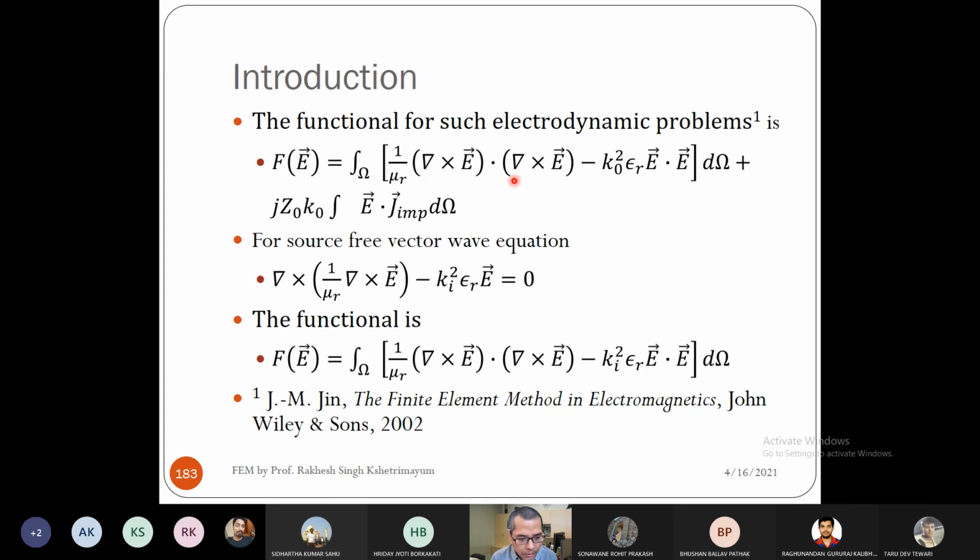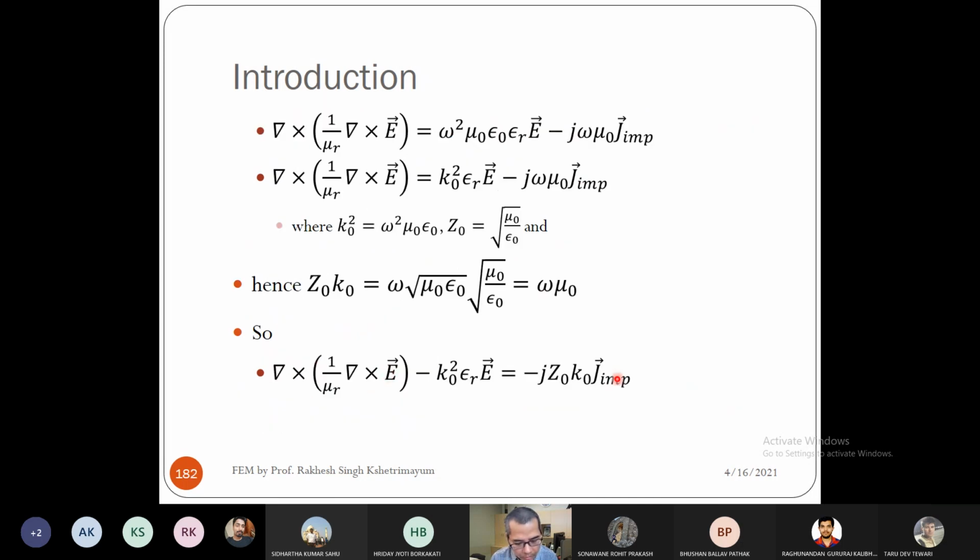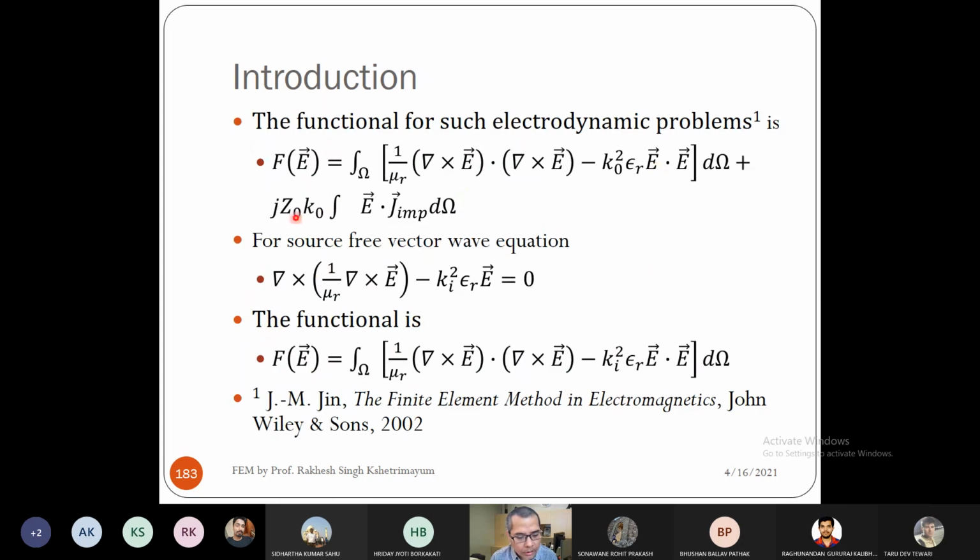First, you have curl of curl, so you have curl of E dot product with curl of E. Second, you have K naught square epsilon r E dot E, plus the last term here, E dot J. So you have three terms here as well. After finding the functional, you have the first term, second term, then third term, corresponding to the wave equation which has three terms.